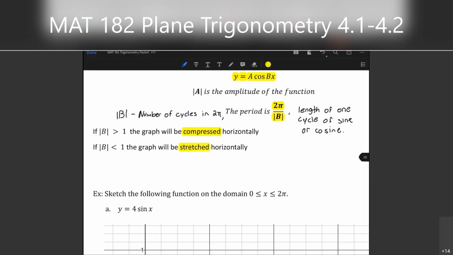So, for instance, if the b value in an equation was equal to 2, that would mean that we're going to be compressing, because we're going to be having 2 cycles in 2 pi units. So that would mean our single cycles actually compress to half the length, because we need to get 2 cycles in 2 pi units instead of just 1.